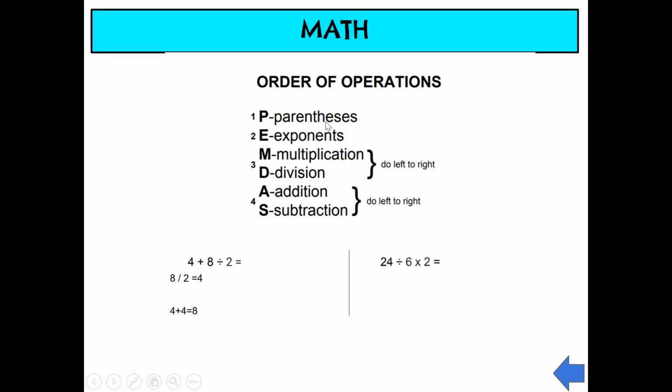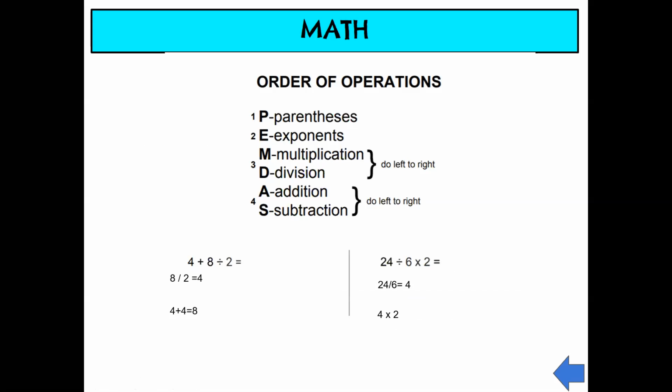So I'll look and start from the beginning: parentheses, nope, no parentheses; exponents, nope, no exponents; multiplication. It does have a multiplication, but what is first? Division is. So I'm gonna do my division first because multiplication is nice enough to let the division go first. So 24 divided by 6 equals 4. And then now I can do multiplication next, which will give me 4 times 2.